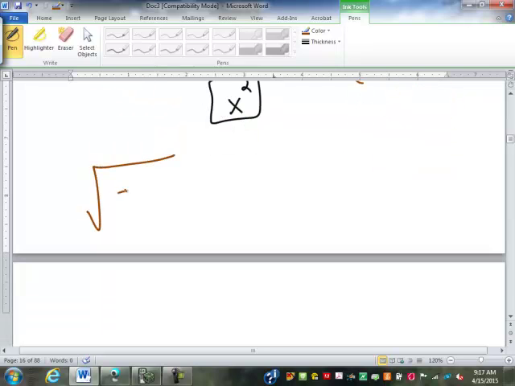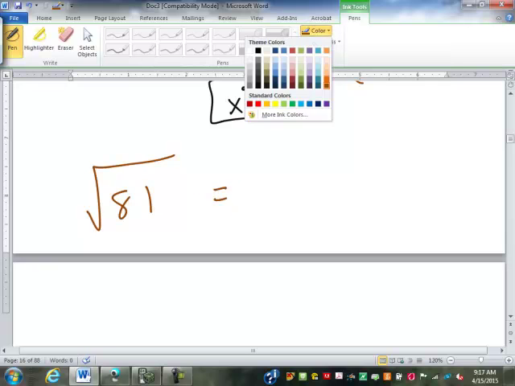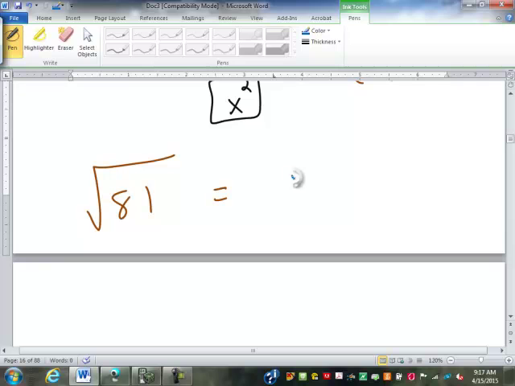Like the square root of 81, if you punch that in your calculator, what's it going to give you? Nine. Good. Or negative 9. The calculator won't give you the negative 9. It just tells you 9. But we know that it could also be a negative 9, because negative 9 squared would also equal 81.